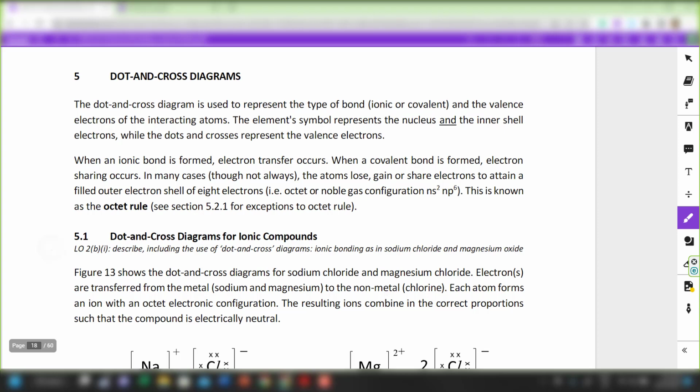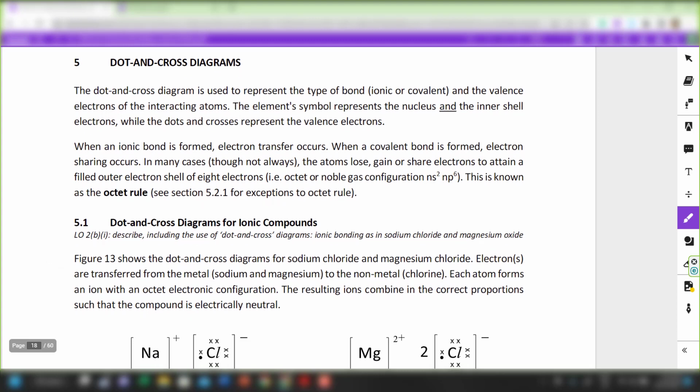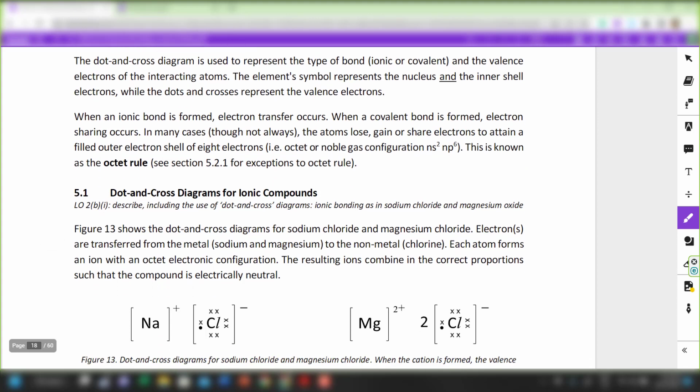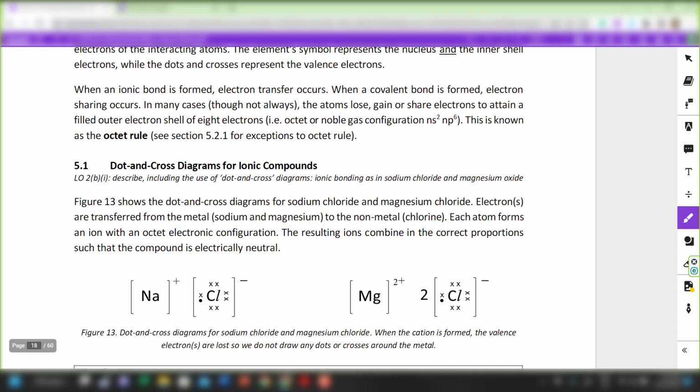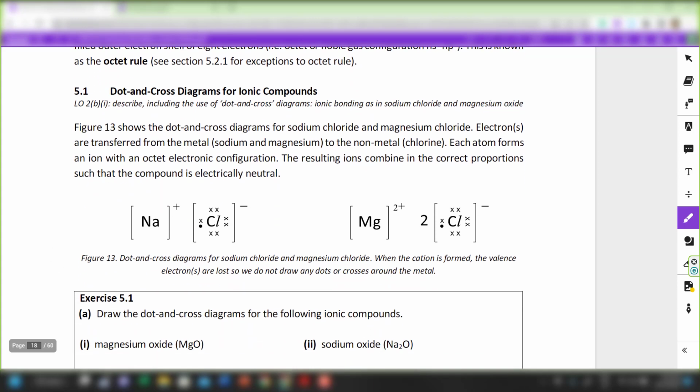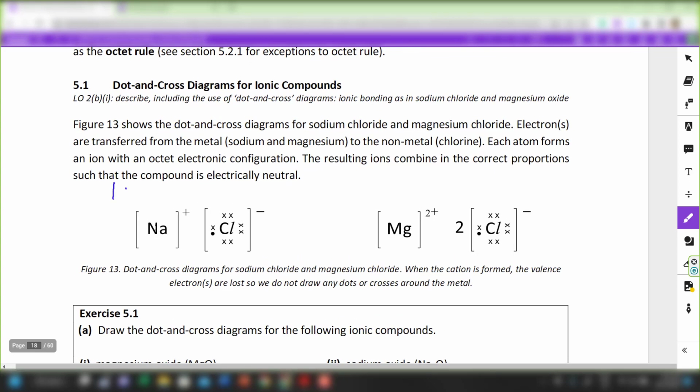Okay, so the dot and cross diagram is a way of representing the bonds. Usually it is for covalent bonds, but it is also possible for ionic bonds, which we're going to discuss right in section 5.1. So you know that the formation of ionic bond usually involves electron transfer between the metal and the non-metal. So for example, for sodium chloride, sodium has the electronic configuration of 1s2, 2s2, 2p6, 3s1. So it transfers the single electron in the 3s orbital to the 3p orbital of chlorine.